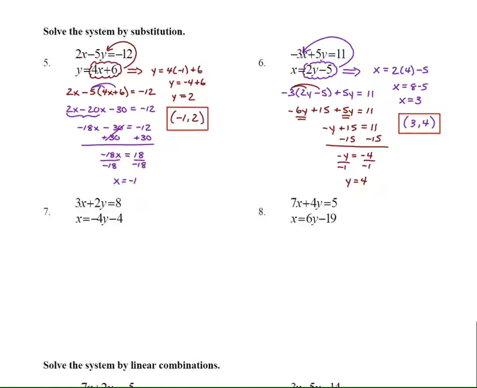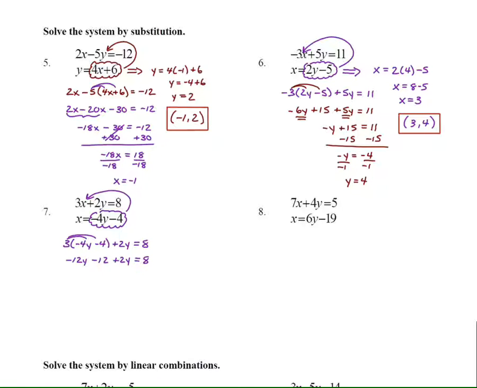Number 7 and 8, I'm already in a form that I can use substitution. One of my variables is already isolated, so I'm going to take the negative 4y minus 4 and replace it with the x in the first equation. So that's what I wrote here. Then I'm going to distribute. So distribute that, I get negative 12y minus 12 plus 2y equals 8.